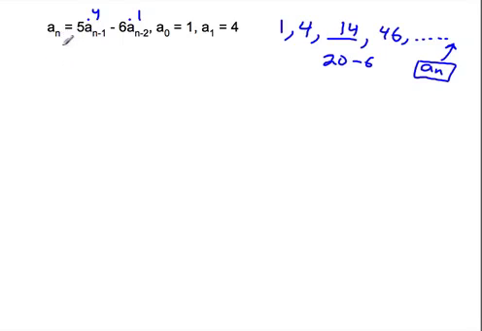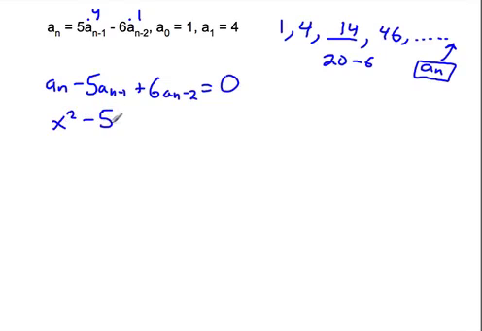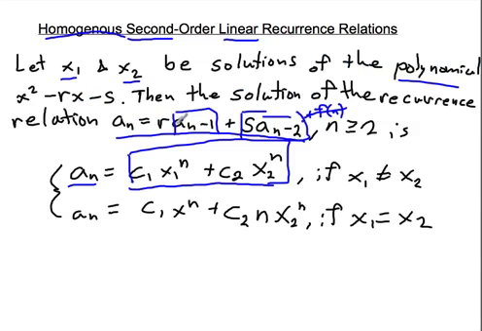So here we have the formula, and we're going to bring all the terms to one side of the equation. We're going to have a sub n minus 5a sub n minus 1 plus 6a sub n minus 2 equals 0. We bring all the terms to one side, and the characteristic polynomial for this is x squared minus 5x plus 6 equals 0. That's the polynomial we're talking about in the theorem, the characteristic polynomial. And then we're going to solve this to get our x1 and x2.